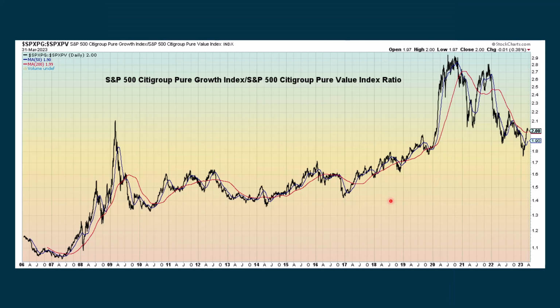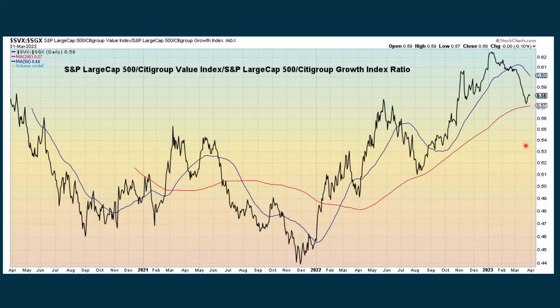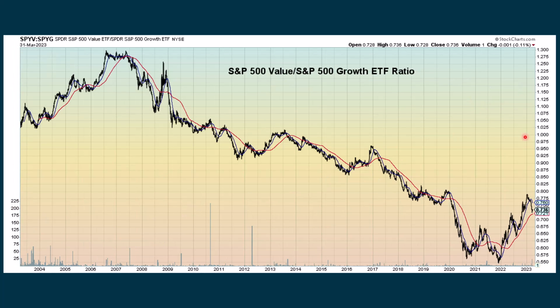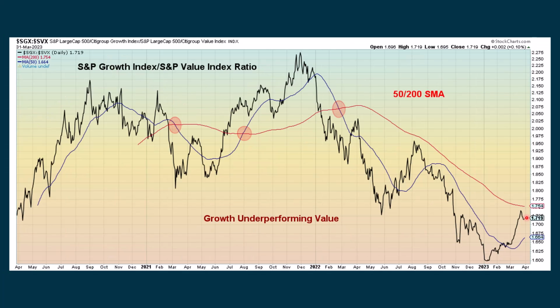Then we look at a series of charts measuring growth versus value, where growth is still in an overall downtrend compared to value, but it is showing some improvement. Here's an inverse of that same chart showing how value has been outperforming, but showing some weakness. We look at ETFs, also showing that growth is underperforming, but bouncing back. And here, value is still in an uptrend, but showing some weakness. And then the last chart also shows indexes where growth has been underperforming value, but showing some improvement.